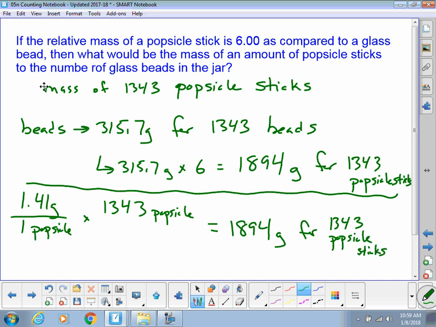So just a couple of examples of how we can use these relative mass values, or how we can count large quantities of things by mass instead of having to actually physically count them out.